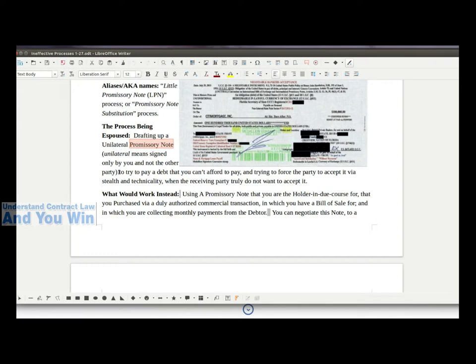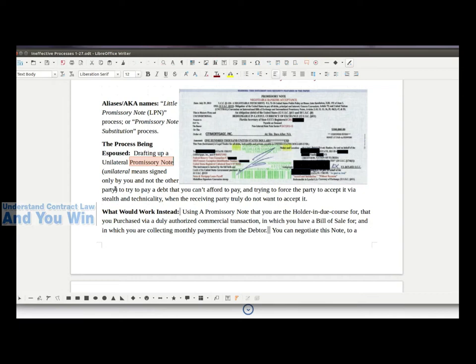This is in contrast with a meeting of the minds, sitting at a table, when someone's interested in buying a house and they get their notaries and their attorneys and they sit down at the table and have a meeting of the minds and they both sign documents together. That's bilateral. So this process claims that you can unilaterally write all this stuff down, put the dollar amount there, make all these claims on here, sign it, and try to use this instrument to pay a debt that you are unwilling or cannot afford to pay, and try to force the party to accept it via stealth and via a technicality, because you deliver it to them.